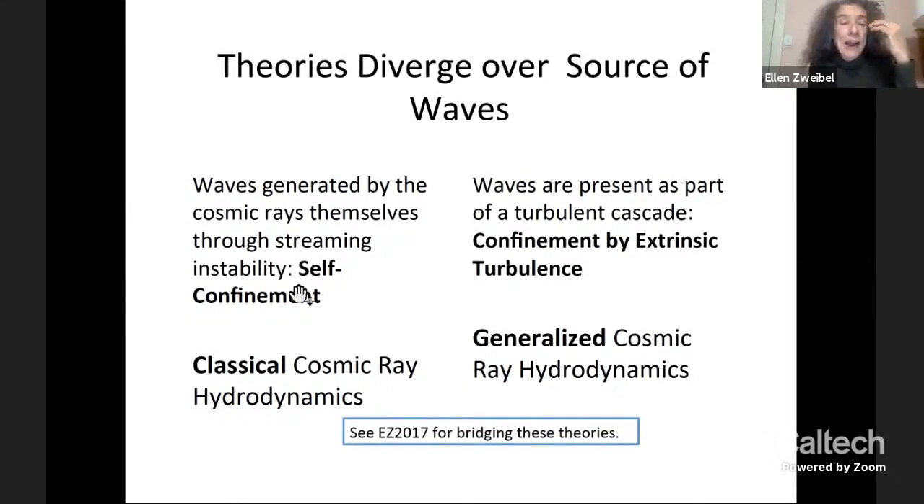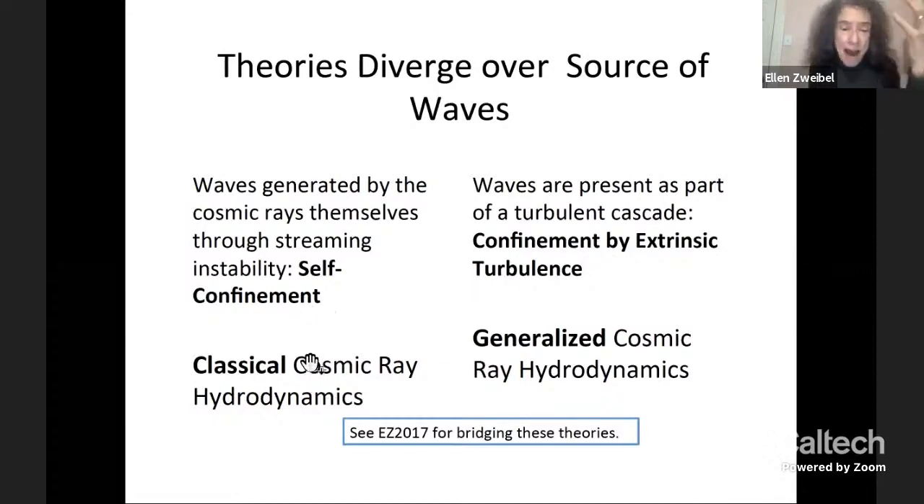According to the self-confinement theory, cosmic rays actually make their own waves through this instability, which I'm about to describe. But an alternative is that the waves are just there. They're just part of a turbulent cascade. And we can think of that as confinement by extrinsic turbulence.